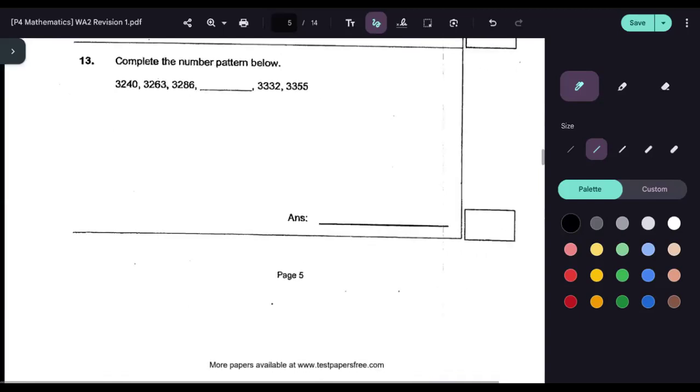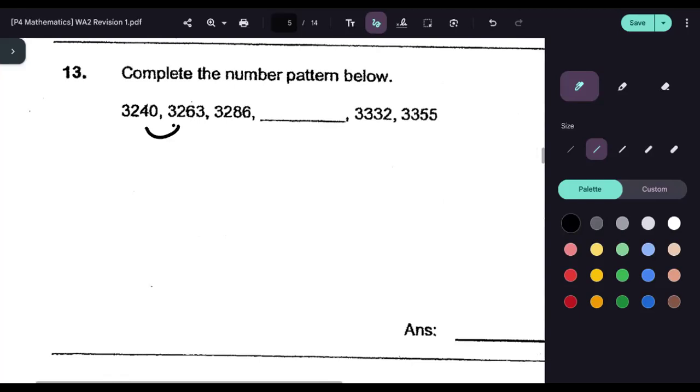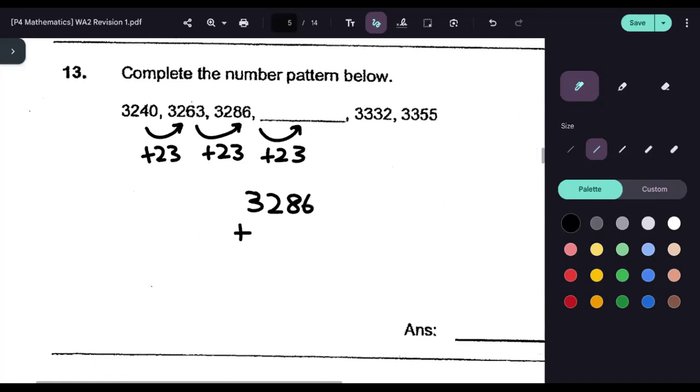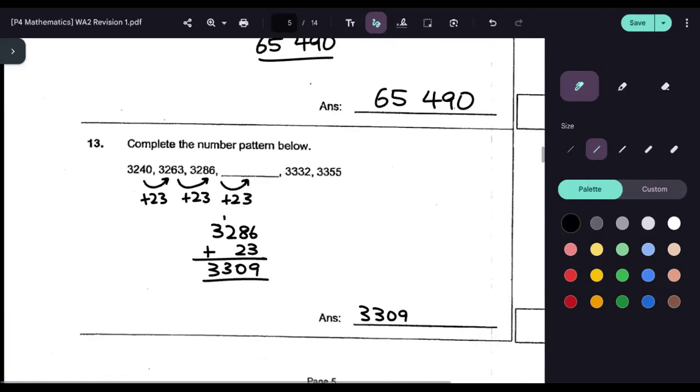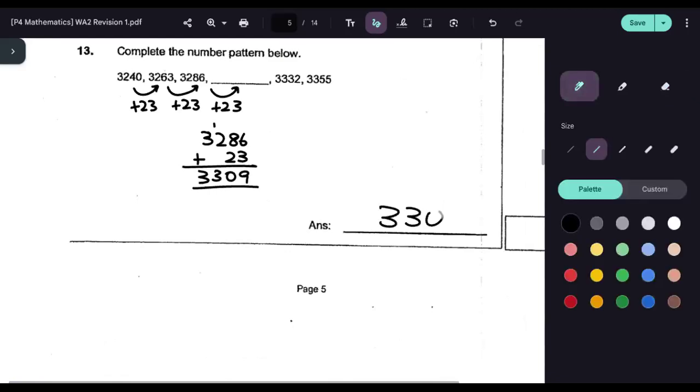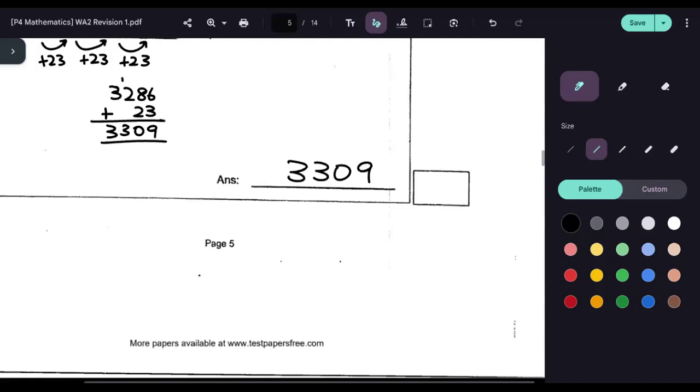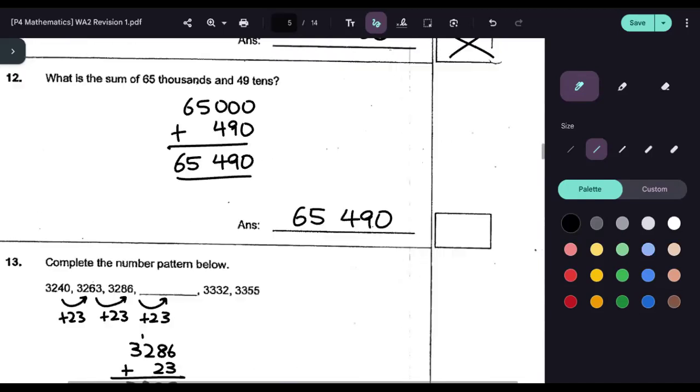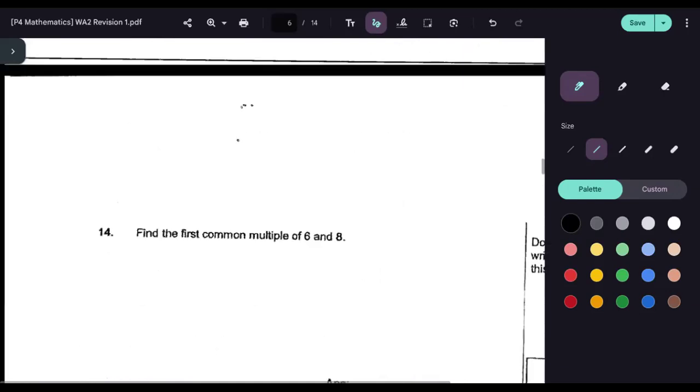Complete the number pattern below. Okay, this one. We have plus 23, plus 23. This will also be plus 23. So you take 3286 plus 23. Okay, so the answer is 3309. Okay, can. Okay, let's move on to the next one.